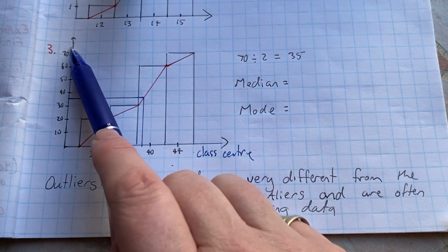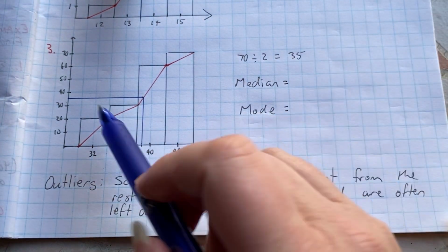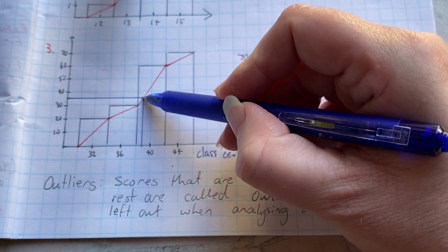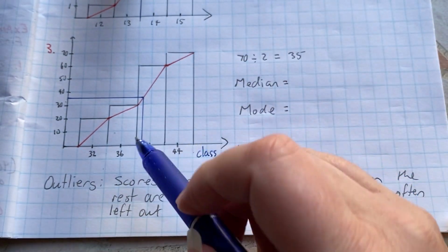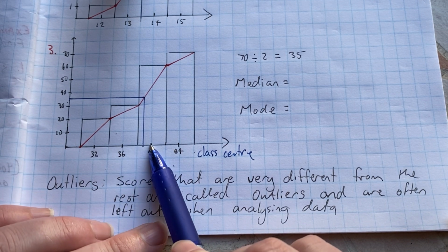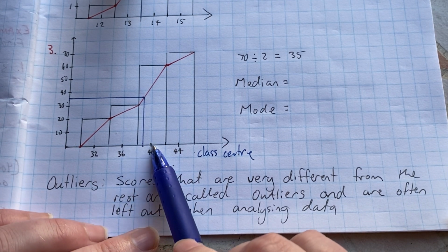So this one, the top was at 70. So half of 70 is 35. At 35, I've drawn my horizontal line to the ogive and straight down. Now, what you do here is you work out exactly what number you think that might be. You could even get a decimal answer.